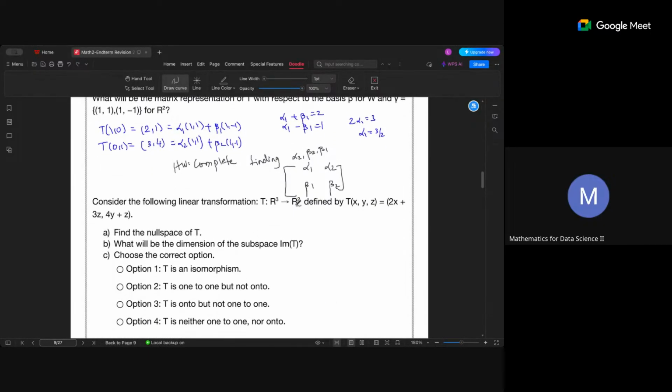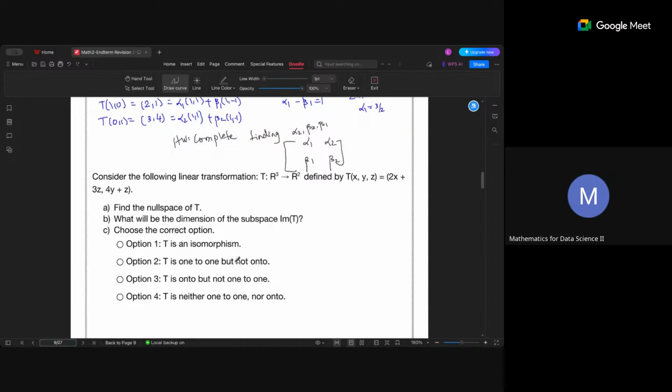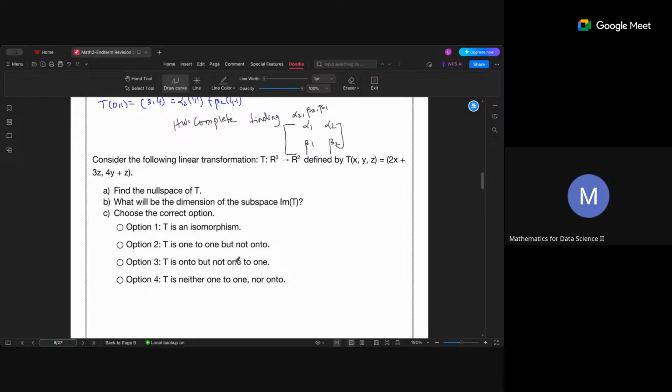Now consider the linear transformation T from R3 to R2 defined by this transformation here. What is the null space? How will you find the null space? Equate to 0. So if you equate to 0, you get 2x plus 3y plus 3z equal to 0, and then you have 4y plus z equal to 0.